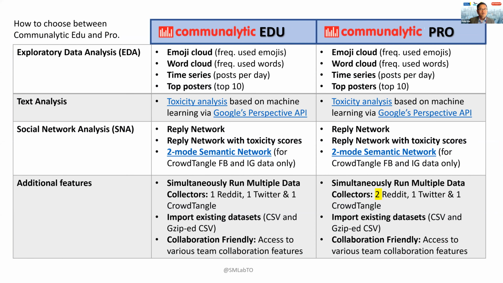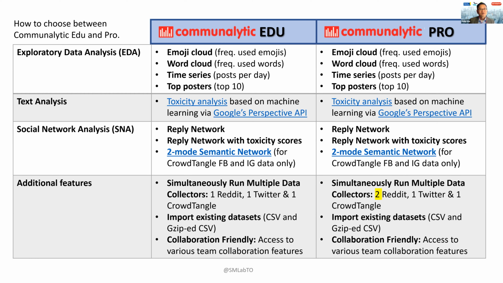Some of the other features for Community, along with collecting the data, is that it will provide you with the ability to do some preliminary exploratory data analysis. It will provide you with an emoji cloud, a word cloud, time series, and top posters and stuff like that. Those are things that are done automatically right off the bat when the data collection is completed. The other thing that you can do is text analysis, specifically toxicity analysis based on machine learning. And Anatoly will go over that section in more detail when it's his turn to present.